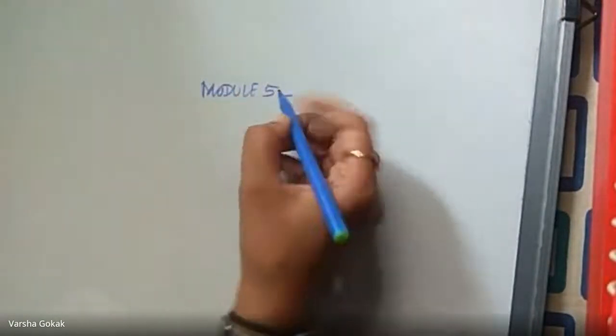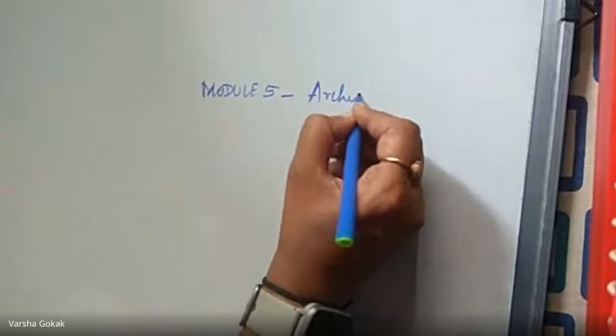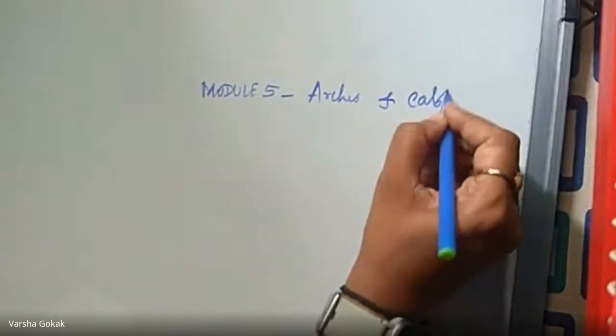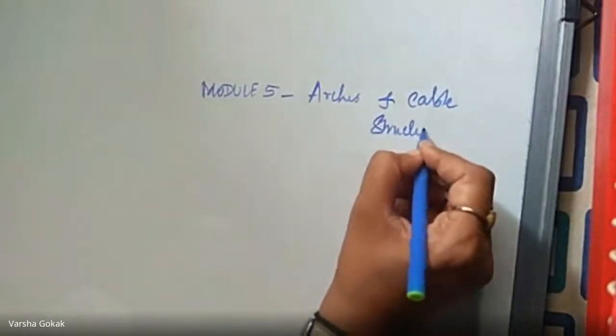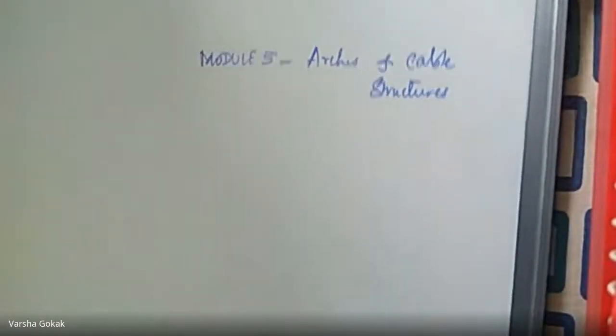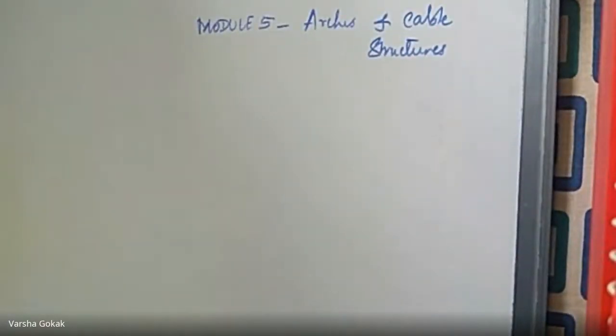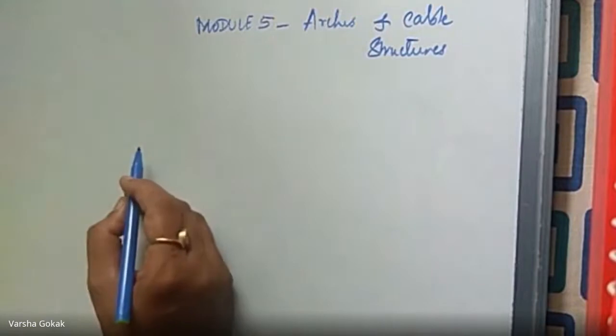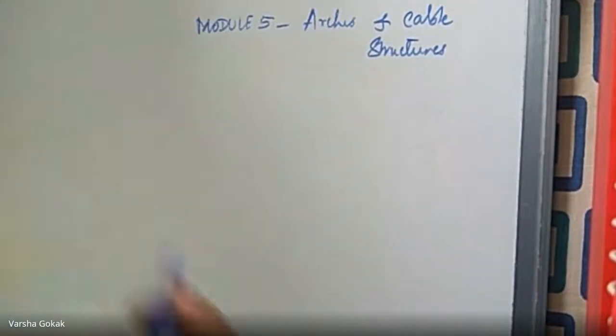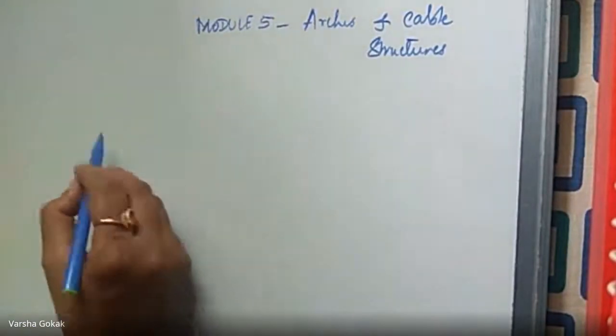Module 5, that is arches and cables. Arches and cable structures. I was not able to draw diagrams yesterday because I was not using a board. So I will be able to draw the diagram now.